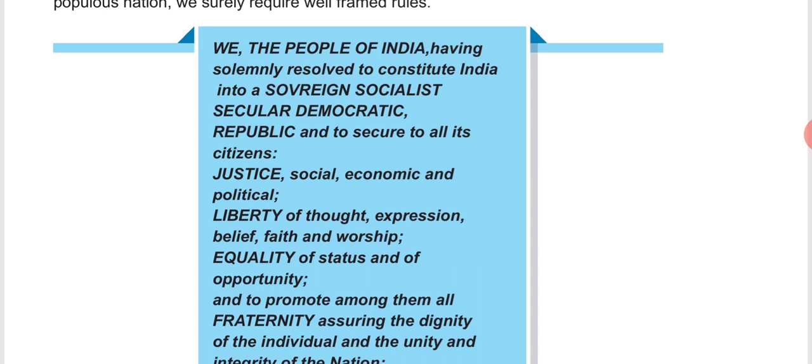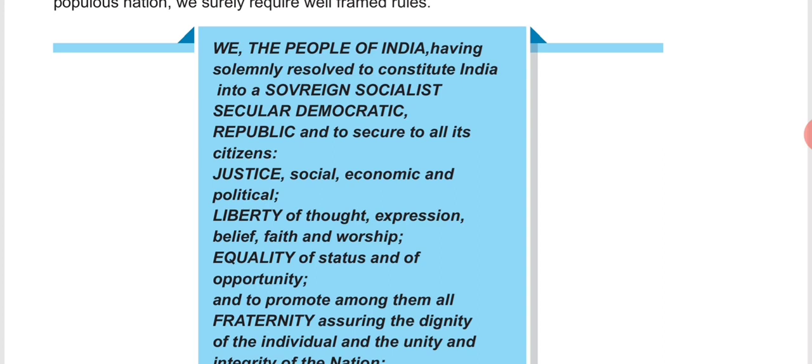Republic means a state in which supreme power is held by the people and their elected representatives, and which has an elected president rather than a monarch. Monarch means a king. A single person who is handling the whole kingdom is known as a monarch. So, India is a republic state also. We can say that.